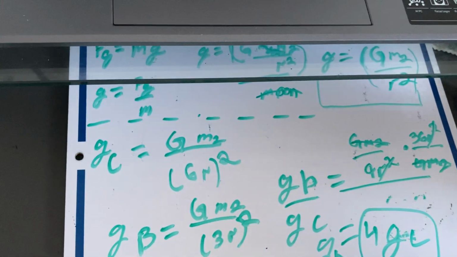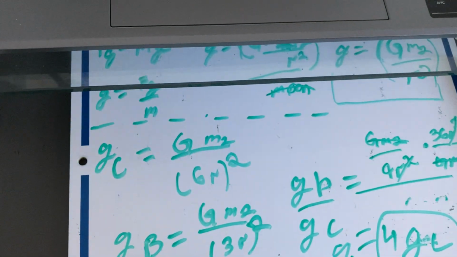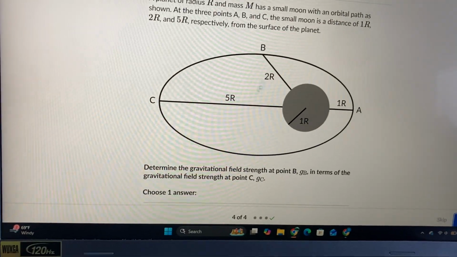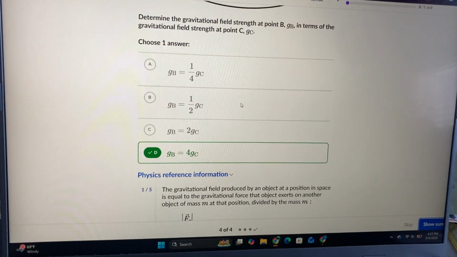See, it was a very complex looking problem. However, we broke it down, and at the end of the day, all it was was an application of Newton's laws of gravitation, both of them. And that's our answer.